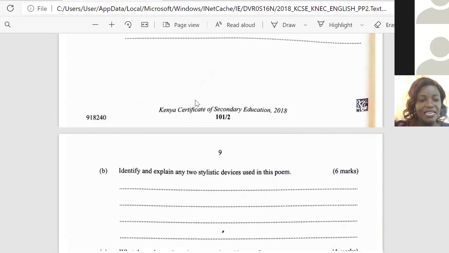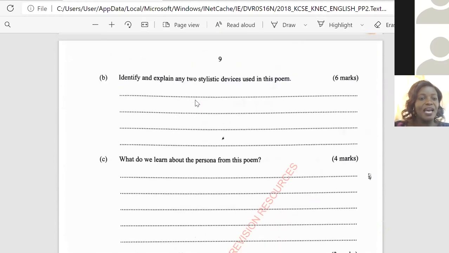Then there is B. Any two stylistic devices that are used in this poem. There are stylistic devices that we came up with that I know maybe we do not have. The rest are stylistic devices that you people have. But these ones I felt we need to share.